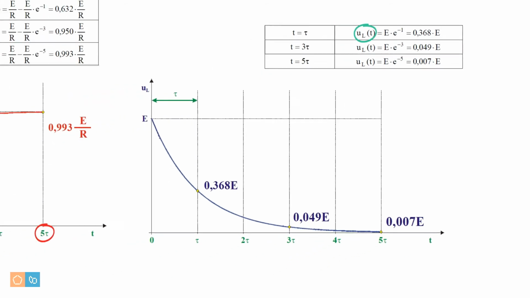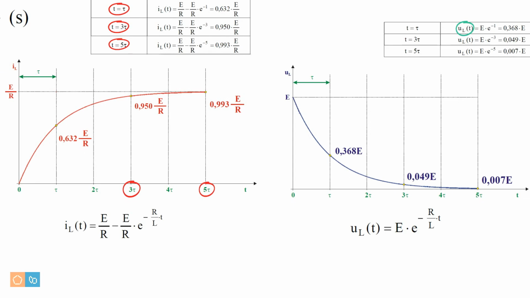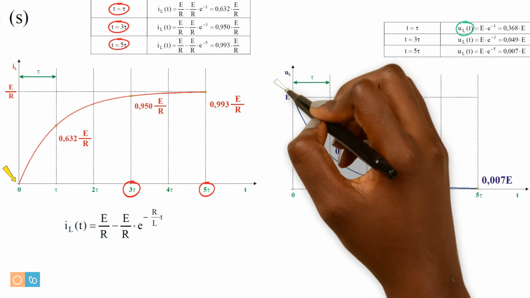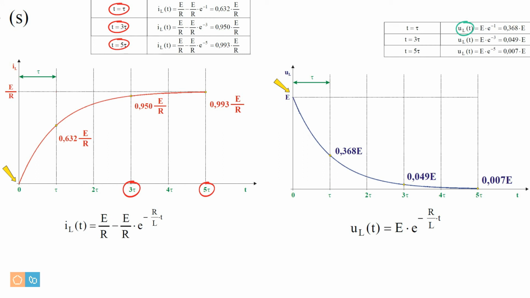In conclusion, we can see that the initial value of IL is 0 and the initial value of UL is E. We can also see that as t tends to infinity, the current in the inductor IL approaches its steady state, which is E divided by R. And also that as t tends to infinity, the voltage in the inductor UL approaches its steady state, which is 0, showing that UL only has transient state.